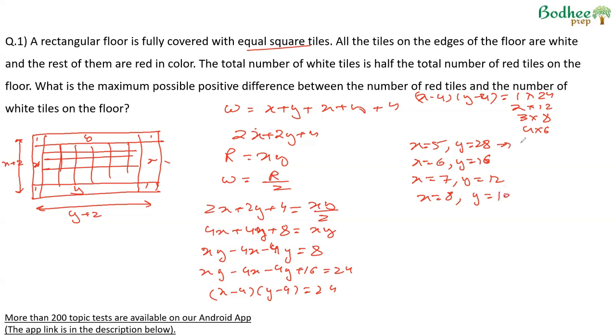In these cases, number of white tiles would be 2x plus 2y plus 4. So 10 plus 56, 66 plus 4, which is 70. Red tiles will be x into y, which is 140.